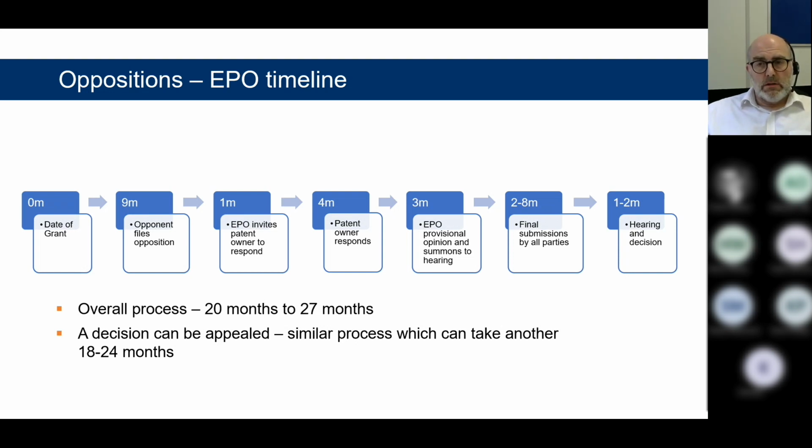The decision can be appealed. It's a very similar process, but with less flexibility for arguments and submissions. That will then take another 18 to 24 months. And I think by latest statistics, about 50% of opposition decisions are appealed. So on the whole, an appeal will be filed, especially if one party thinks that the decision was particularly bad for them.